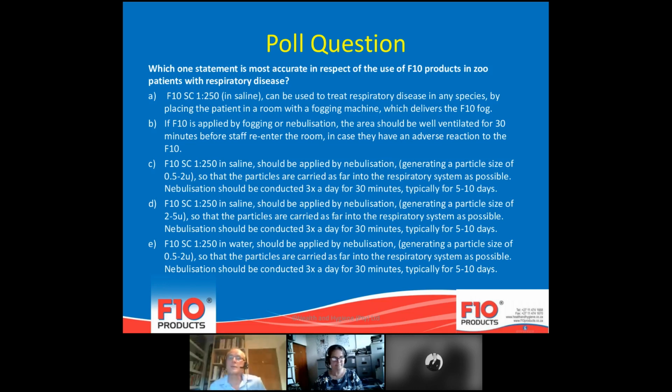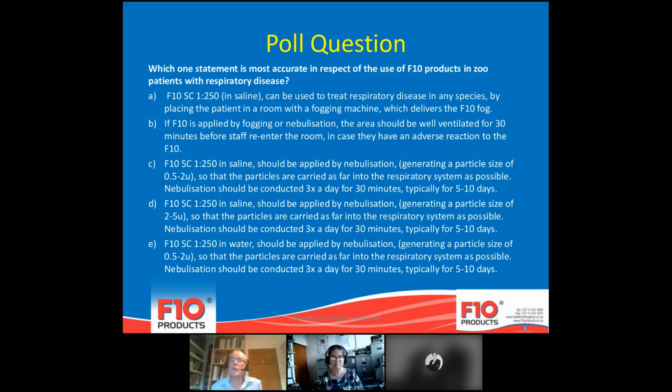Okay, so the results are looking good. C is the correct answer. So the points here to note: using F10 SC 1 in 250 in water is absolutely fine in most situations. There may be a benefit in putting it in saline when you're putting it inside, for example, the lung or inside a body cavity.